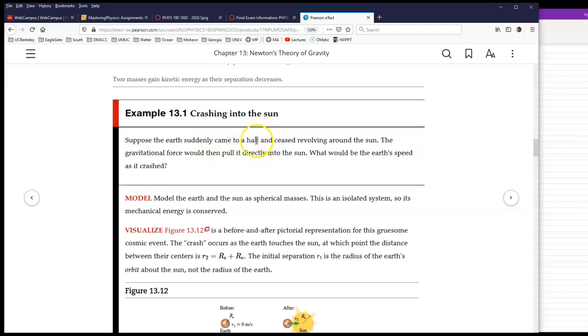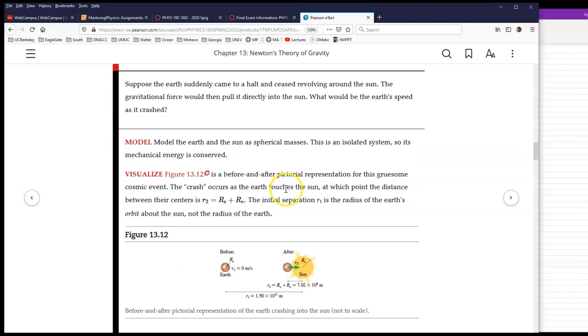came to a halt, stopped, and ceased revolving around the Sun. Okay, so Earth stopped for some reason. The gravitational force would then pull it directly into the Sun. What would be the Earth's speed as it crashes into the Sun? So here we have the Earth stopped for some reason. Because it's no longer in a bound orbit, it's going to move toward the Sun, just free fall toward the Sun, just like a rock falling toward the Earth. So he's asking what is the speed of the Earth as it crashes at the surface of the Sun. So let's calculate that.